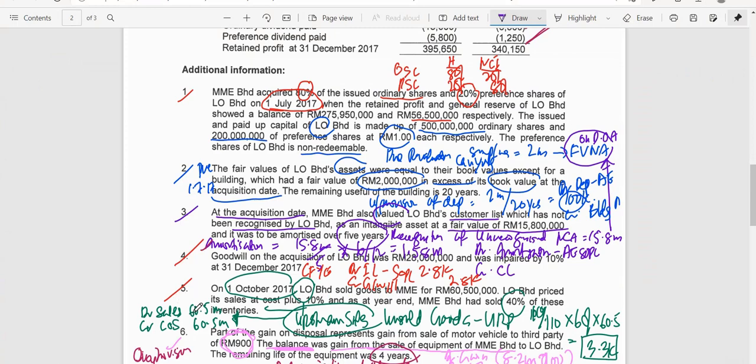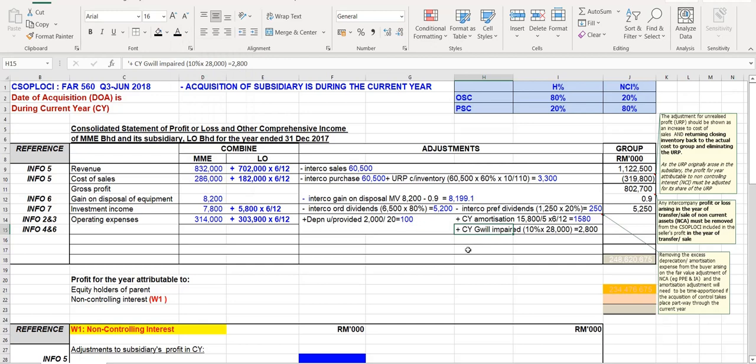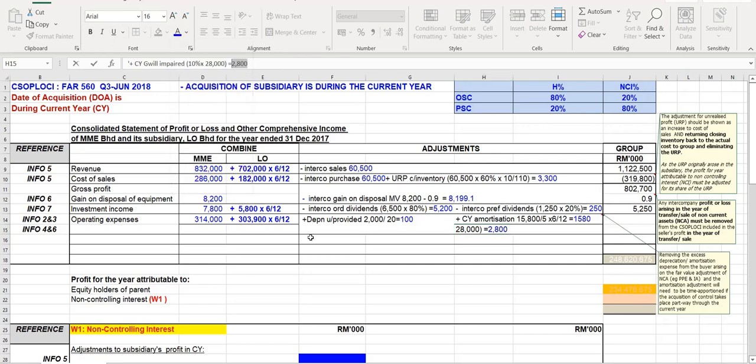And also information number 6. For goodwill, there was an impairment. So the impairment of goodwill, I'm doing it here. So I show you the goodwill impairment here for you. The goodwill has been credited, and the impairment loss is charged in operating expense, and the impairment has to be incorporated there, charged as an expense, and the amount was 2.8.